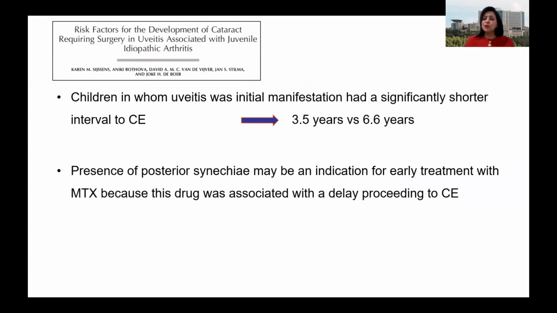Another important observation of this study was that children in whom uveitis was the initial manifestation had a significantly shorter interval to cataract extraction. So the difference was 3.5 years versus 6.6 years. And therefore, the authors concluded that the presence of posterior synechiae may be an indication for early treatment with methotrexate because this drug was associated with a delay in proceeding to cataract extraction.